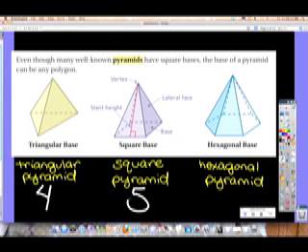Be careful. What about the hexagonal pyramid? 7? How many are around this way? 6. And then we've got the base, so 7 total. Thumbs up. Does that make sense to you? The great thing about pyramids is usually if you find one of these, called lateral faces, you know all the rest of them. Do you agree?